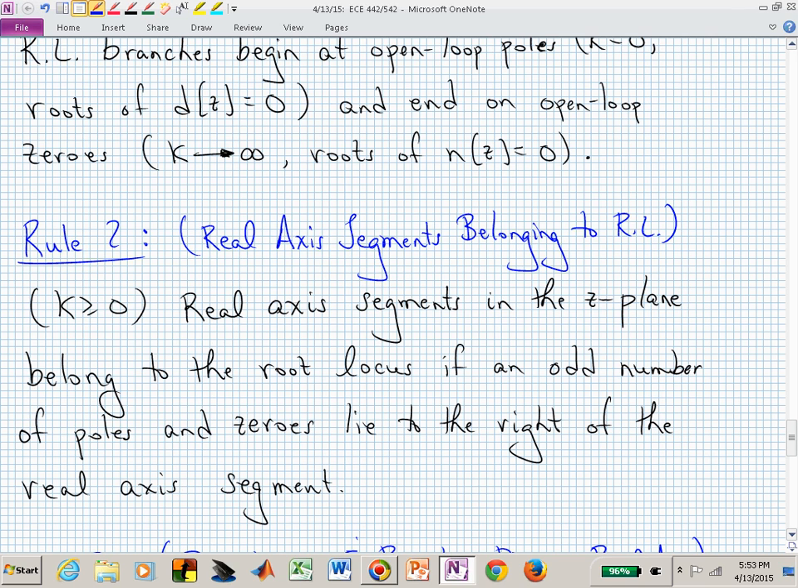Rule 2 now tells you which pieces of your French bread belong to the root locus. And that's just this, you're looking for odd numbers of poles and zeros to the right of each of those segments. That's rule number 2, which real axis segments belong to the root locus.